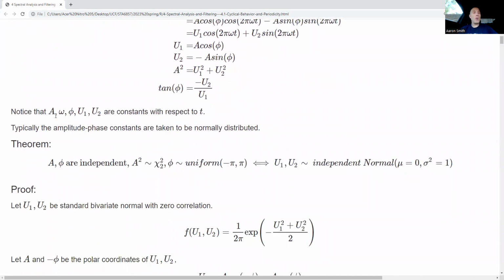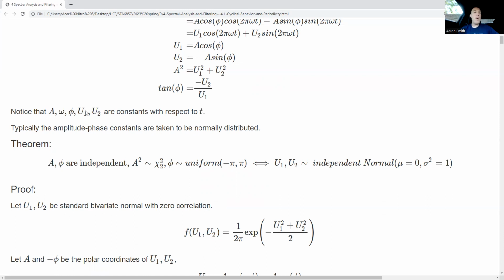Now, something that's important to notice is that all of these are constants with respect to time. So here, I'm actually going to want to estimate these values, but time is going to be independent of these.